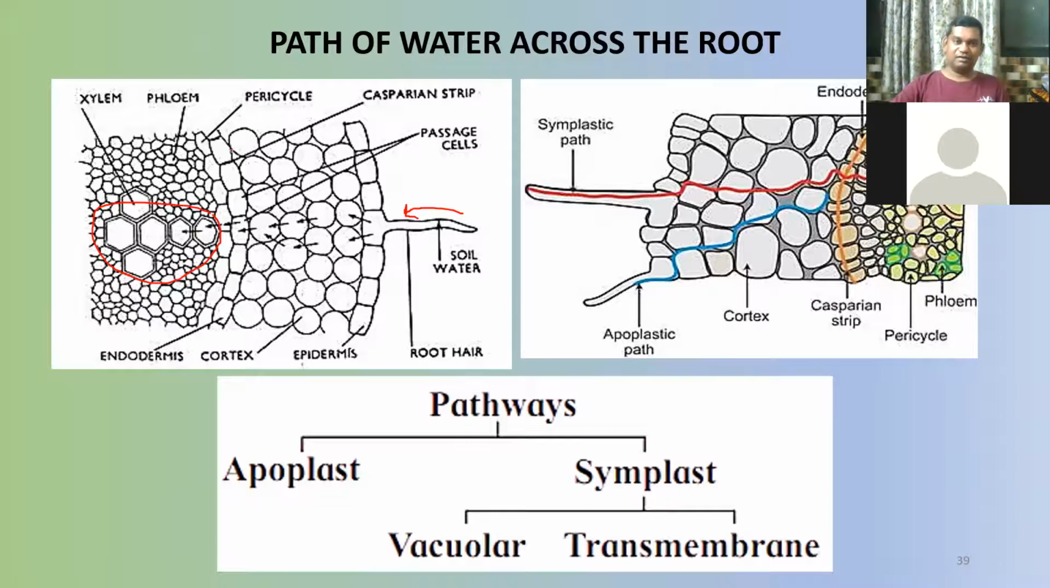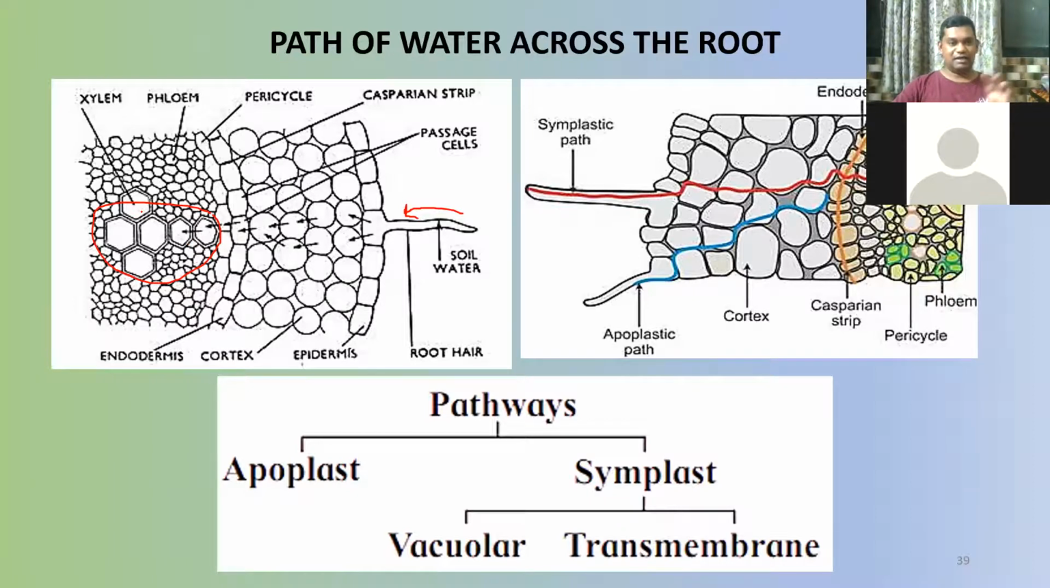The structure over here, after the endodermis is the pericycle, and at many places there is phloem tissue also present over here. Can you see it? Yes. The water from the root hair is entering. It can happen that the water will go to the phloem instead of the xylem. There is a very wonderful adaptation for that.